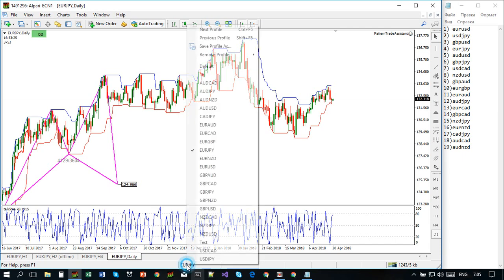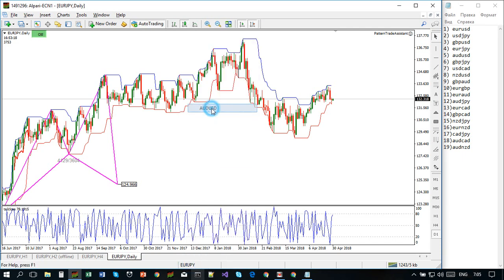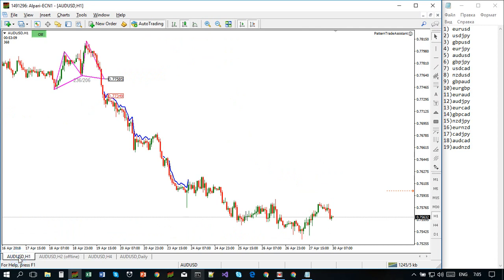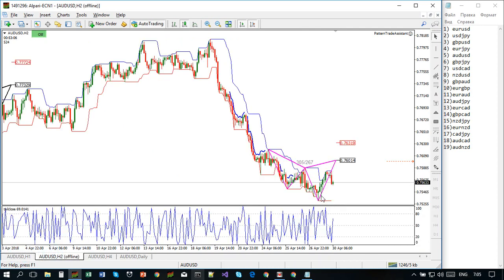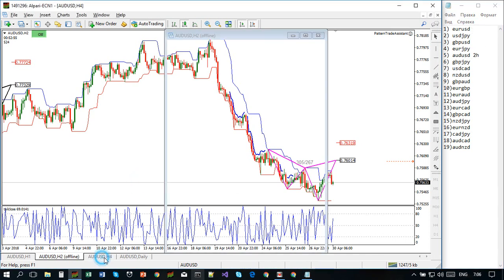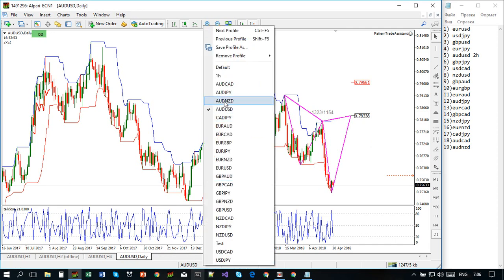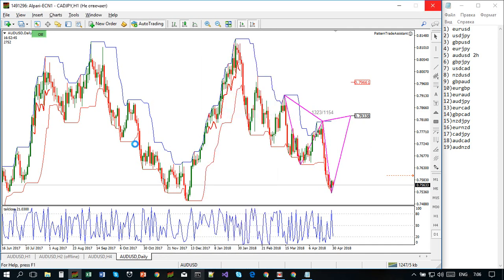Euro yen. Next one is Aussie dollar, AUD USD. Aussie dollar 1 hour, 2 hour. On 2 hour we have a Cypher advanced formation. Let me mark the 2 hour. So if we have something, I just put a mark here in my list, and then I will create a special profile for these pairs to have a look. It will be kind of a market watch, something like that.